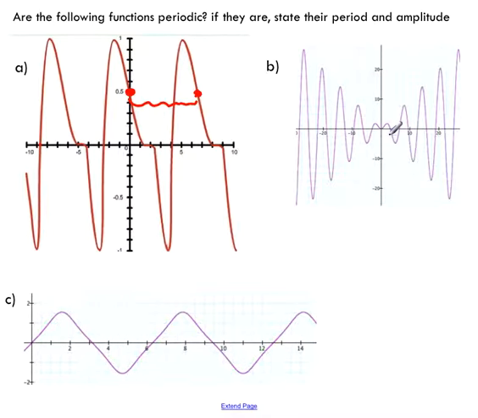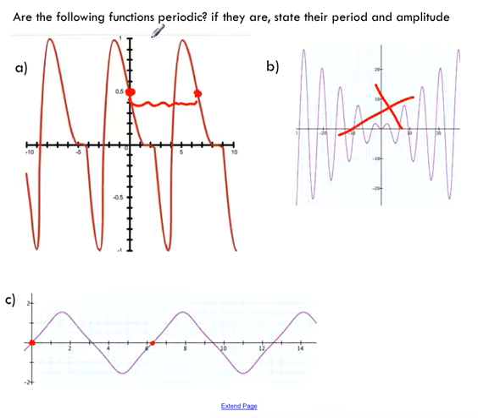Whereas this graph here definitely is not periodic. There's not a regular pattern in my y values as I move from left to right. So I'm going to say this is not periodic. Okay, last one here, definitely another periodic function. If I start at 0 here, it appears to be going through one full cycle in about 6.25. So there's definitely a repeating pattern of y values there. So that would be the period.